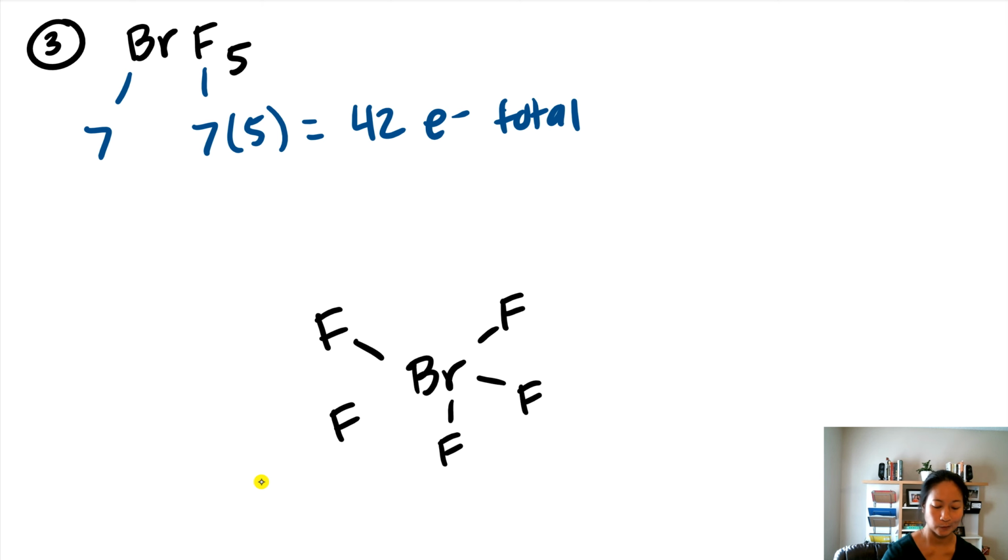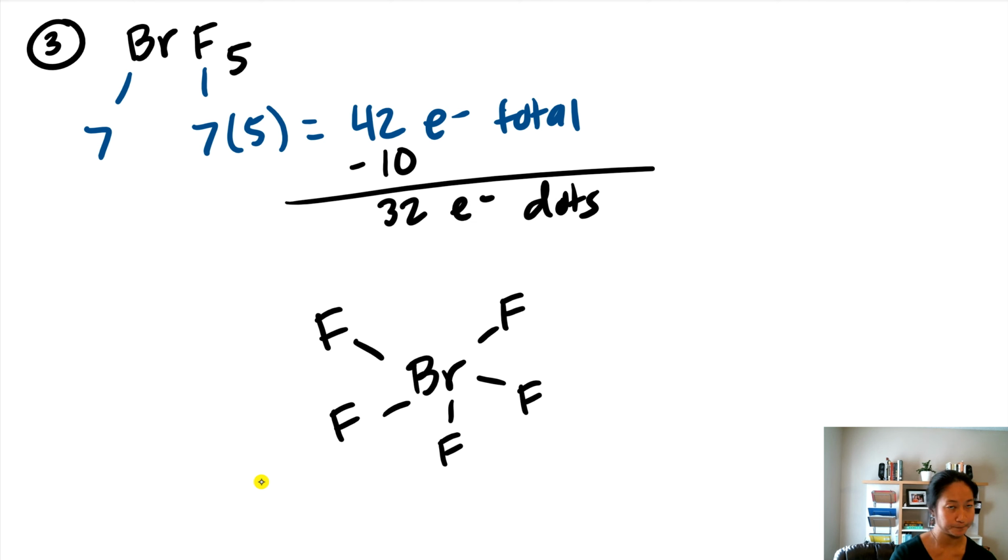1, 2, 3, 4, 5. Subtract out all the electrons that you just put as bonds. So that's 2 in each line. So we have just used 10 electrons. So I have 32 electron dots to draw.